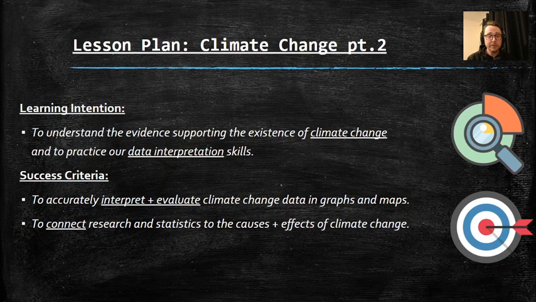Our learning intention is to understand the evidence supporting the existence of climate change, and to practice our data interpretation skills. That's what we're focusing on. These skills to pay the bills. In our success criteria: accurately interpret and evaluate climate change data in graphs and maps, and then connect research and statistics in these graphs and maps to the causes and effects of climate change.